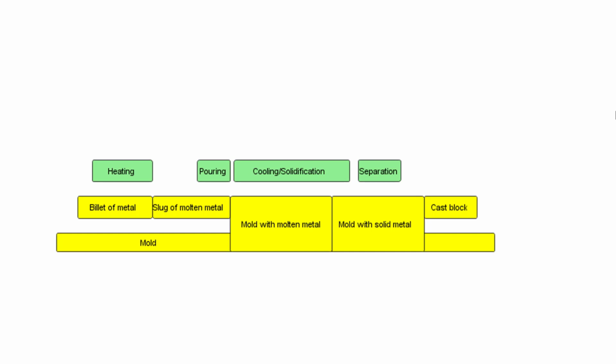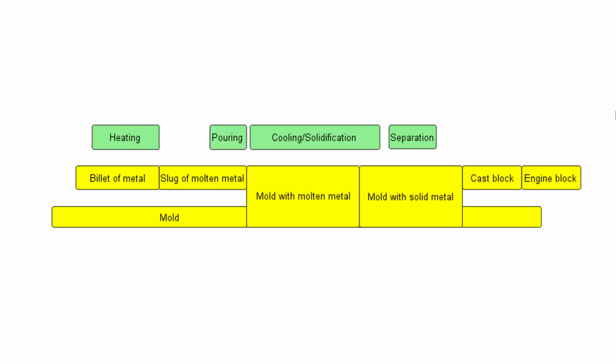This is a block with the final overall shape, but precise features for running an engine are not done. It's just a cast block. We take this block into a different shop. So this was the foundry or casting shop, and we take it to the machining shop, and we do machining. The cast block becomes an engine block.